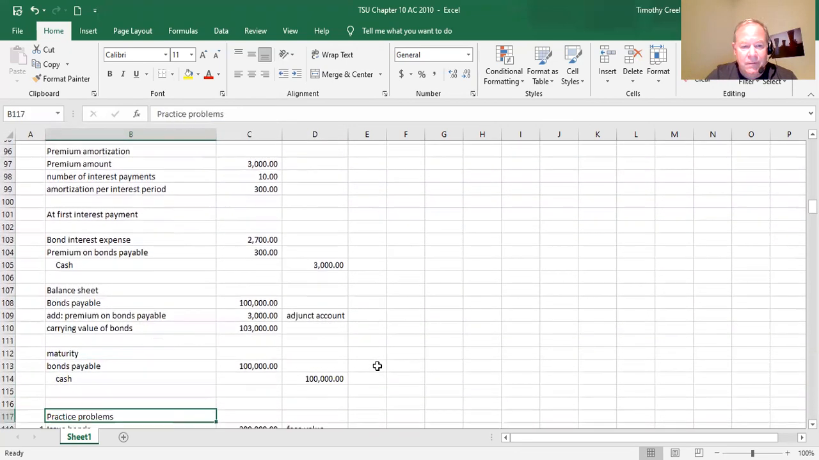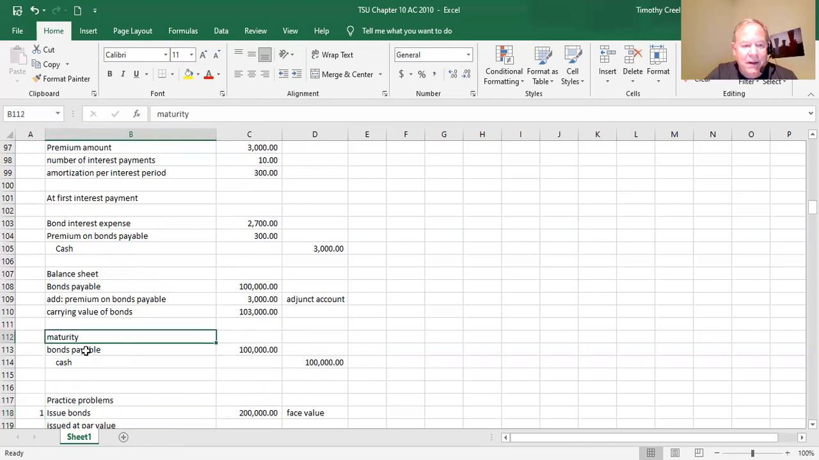Now, at maturity, we would debit bonds payable and we would credit cash. We're doing the same entry as we did with the discount and the par, what we looked at a moment ago. We're clearing out the liability by debiting the liability, and we're crediting cash because we're paying out $100,000 cash to the bondholders. We're paying back the face or the principal value of the bonds.